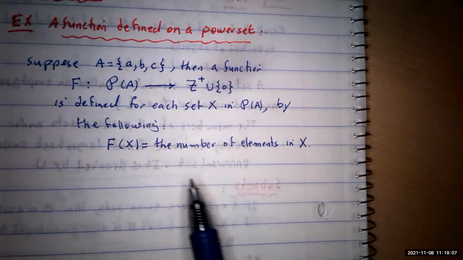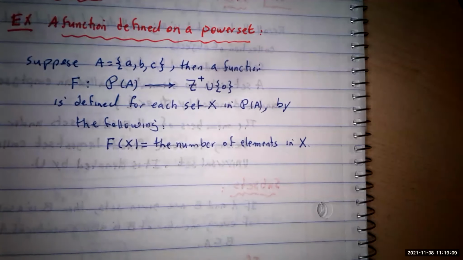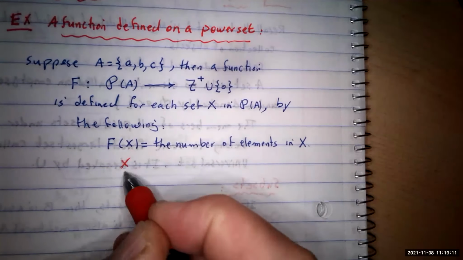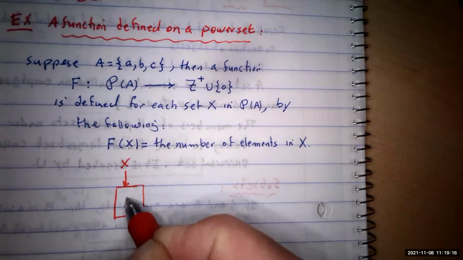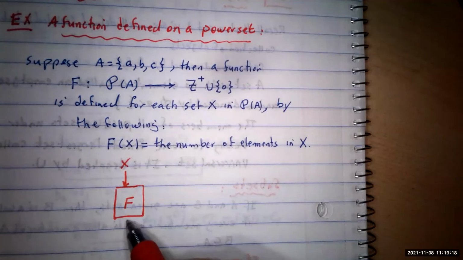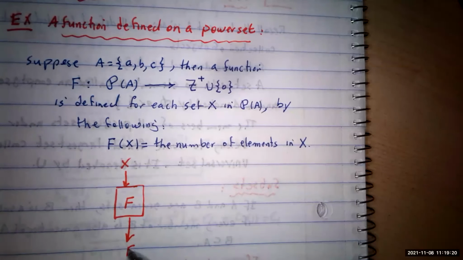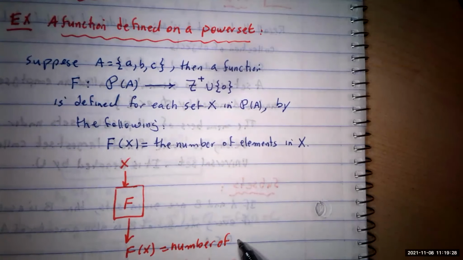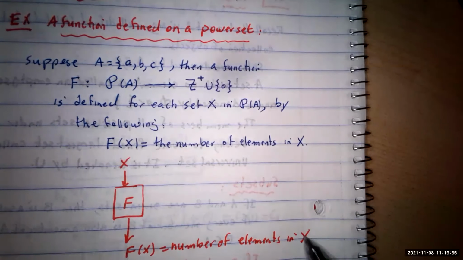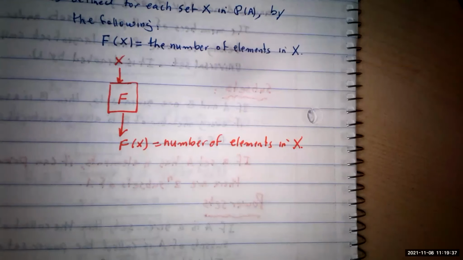Basically, you take x as an input and drop it into your function machine. Your function machine f of x gives us a number, the number of elements in x. This is the situation we're going to have.